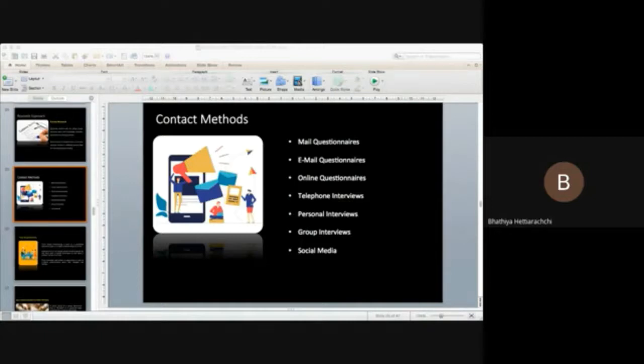Now the other one is personal interviews, where the customer or the respondent and you have a personal one-to-one interview in order to get the information that you need. Then the next one is about the group interviews. Now that is where you will get a group of customers at once, and then you will try to get the feedback.